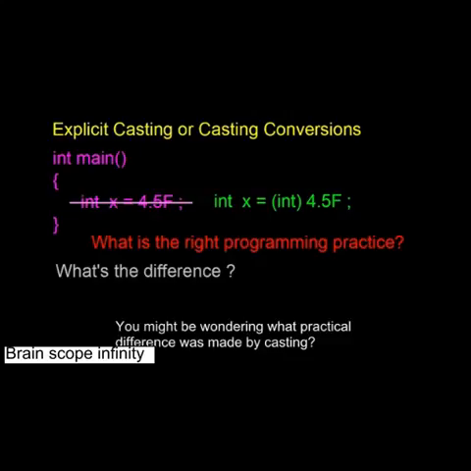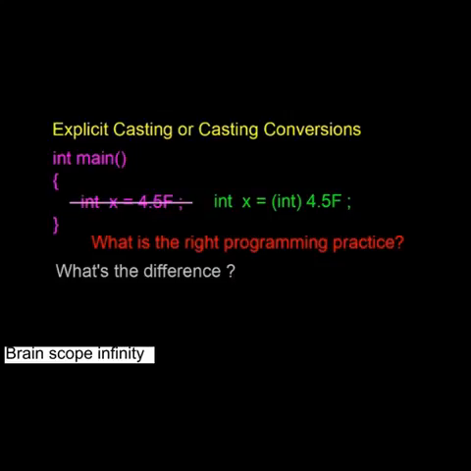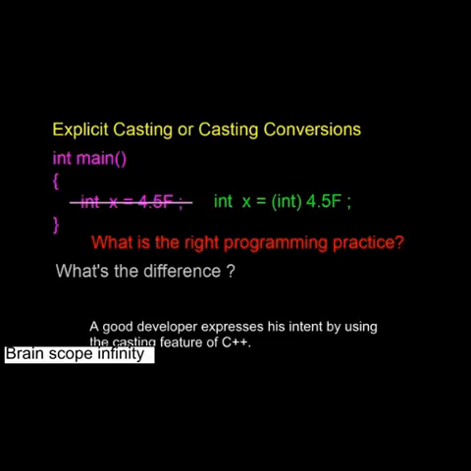You might be wondering what practical difference was made by casting? The answer is, no practical difference at all. In both the cases, the variable x gets 4. It's about the developer's workmanship. A good developer expresses his intent by using the casting feature of C++.